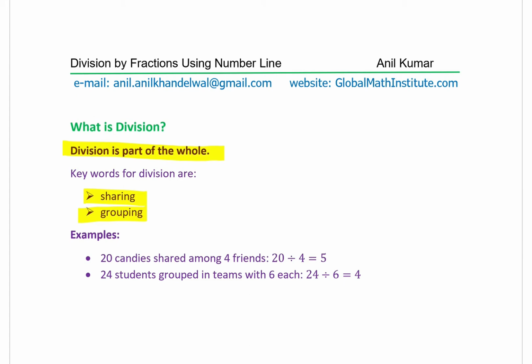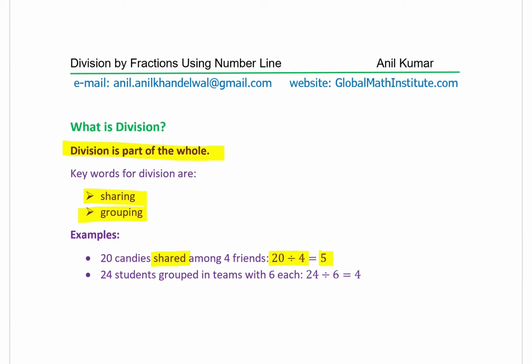To give you an example, we can say 20 candies shared among 4 friends. It really means the key word sharing means division. 20 is divided by 4 and what you get is the result which is 5. Perfect. So that is how we relate division in examples.